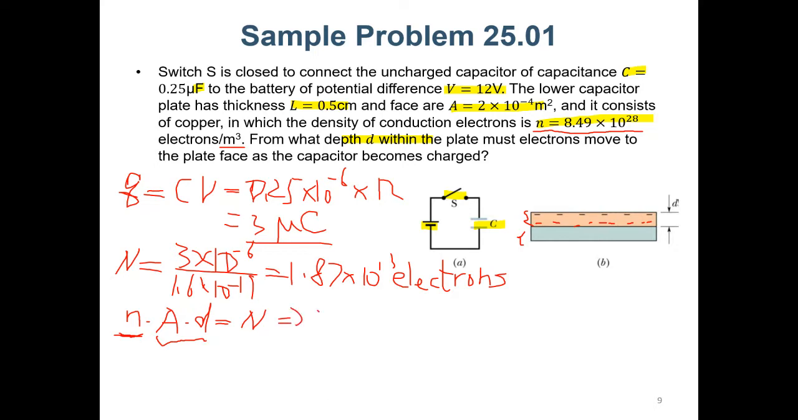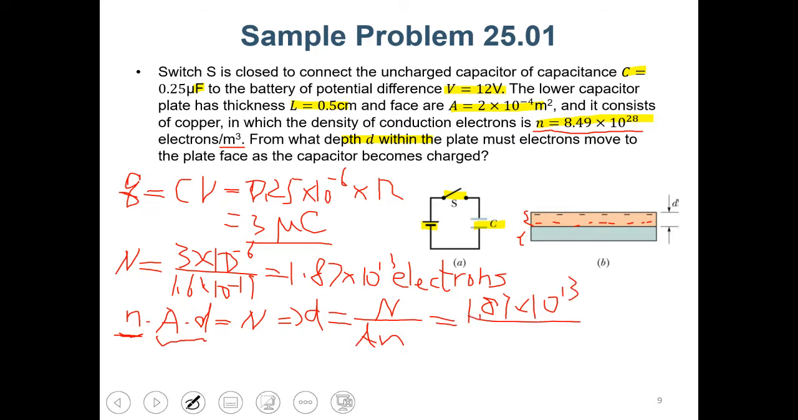So finally, we have d equals N over A small n. So you plug in 1.87 times 10 to the 13 over A, which is 2 times 10 to the minus 4, and then n is 8.49 times 10 to the 28. So finally, d should be 1.1 times 10 to the minus 12 meters. So it's very thin. It should be 1.1 picometer.